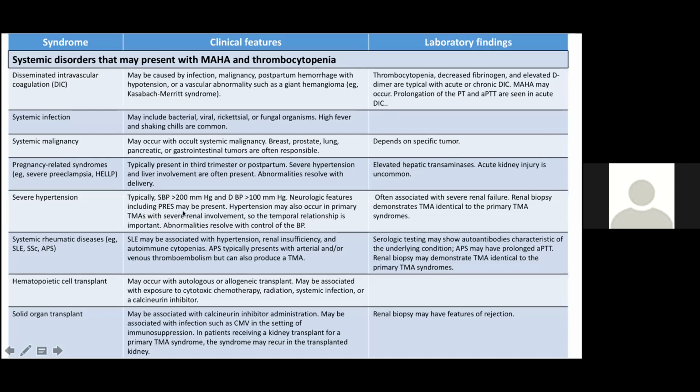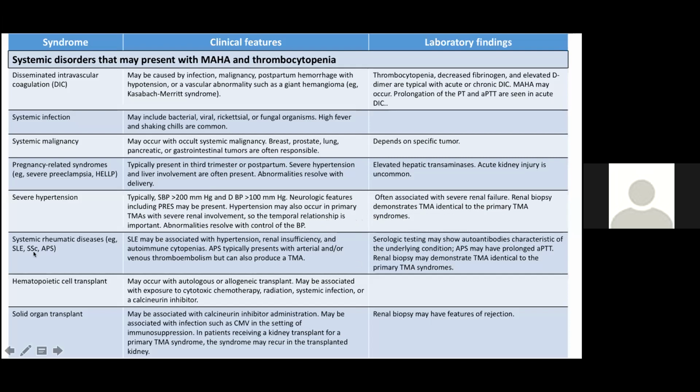So the temporal relationship is important. Abnormalities resolve with control of the blood pressure. Often associated with severe renal failure, renal biopsy demonstrates TMA identical to the primary TMA syndromes. Therefore, it is very important to get the history and see the improvement of clinical symptoms and signs with the control of blood pressure, which will not be seen in primary thrombotic microangiopathies.